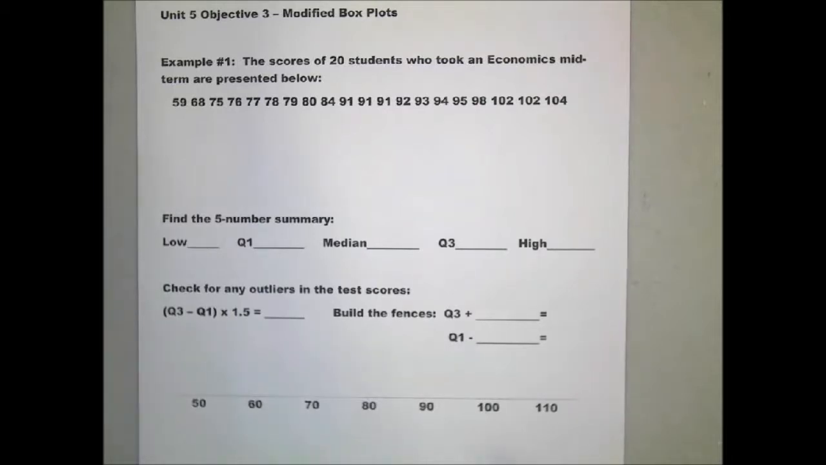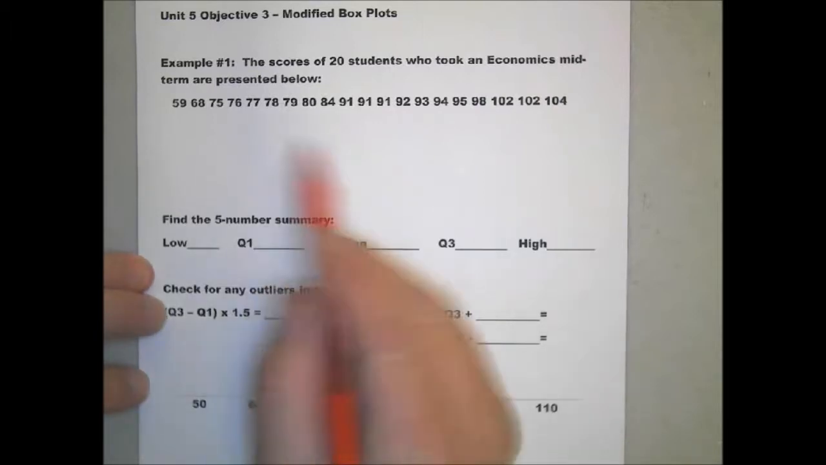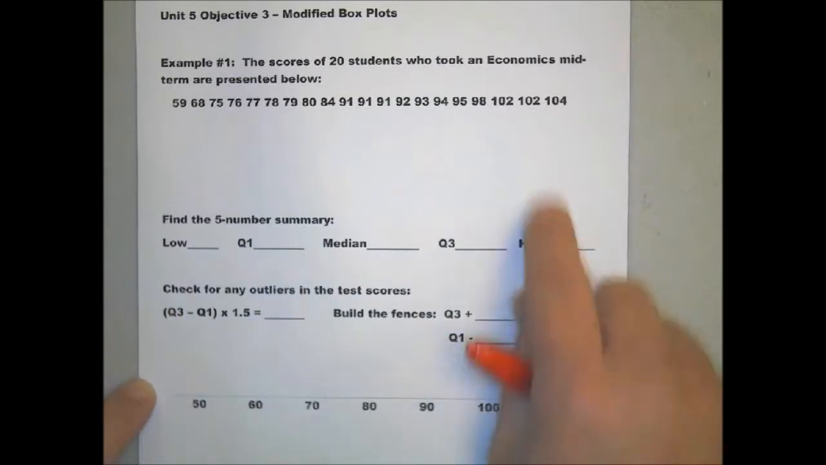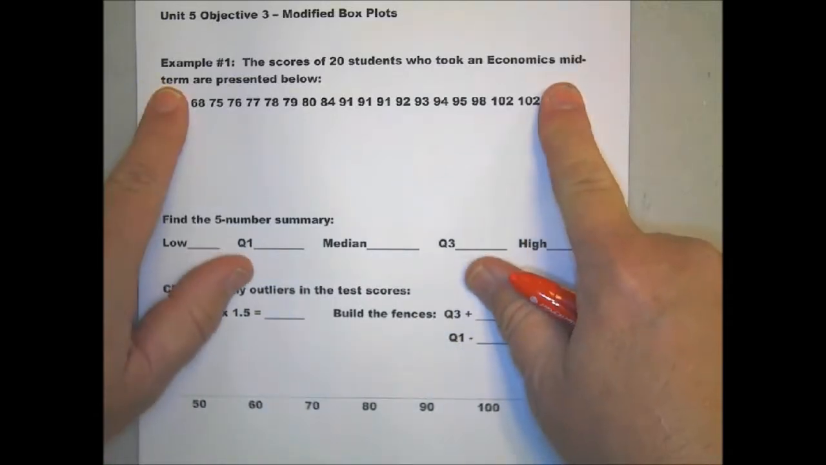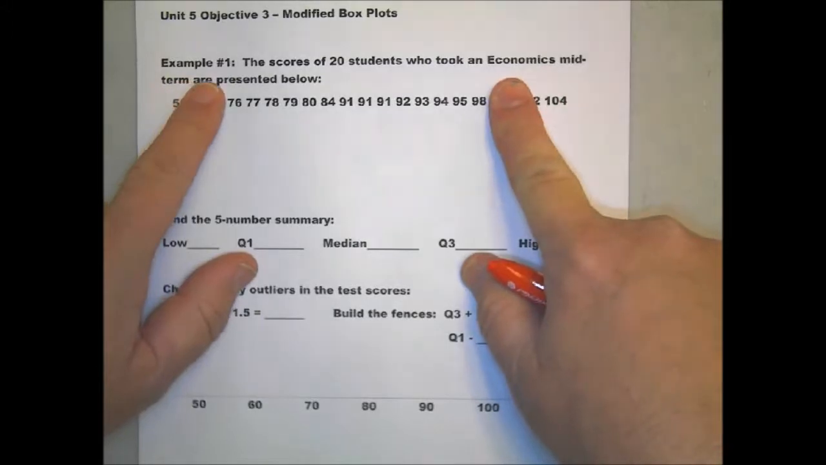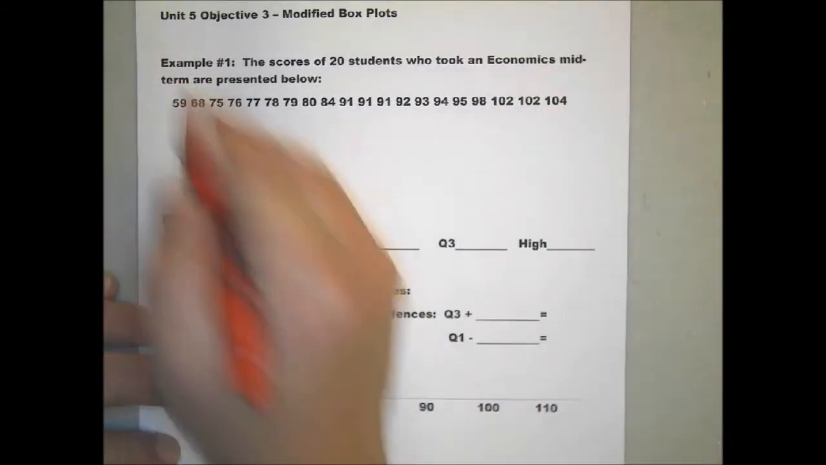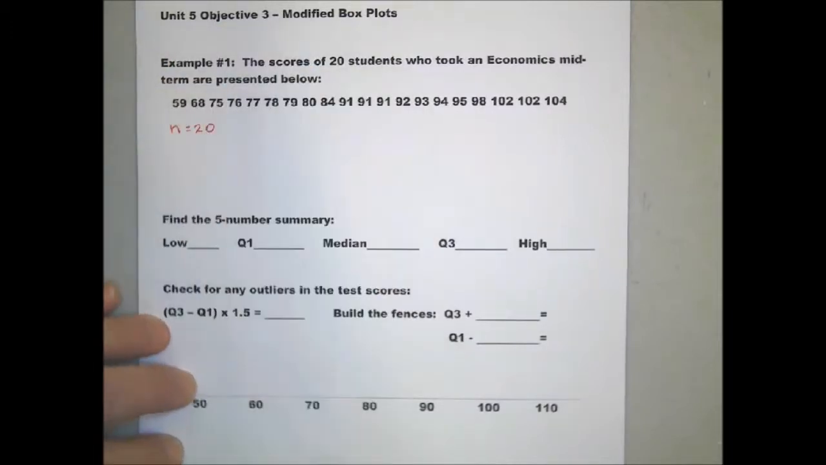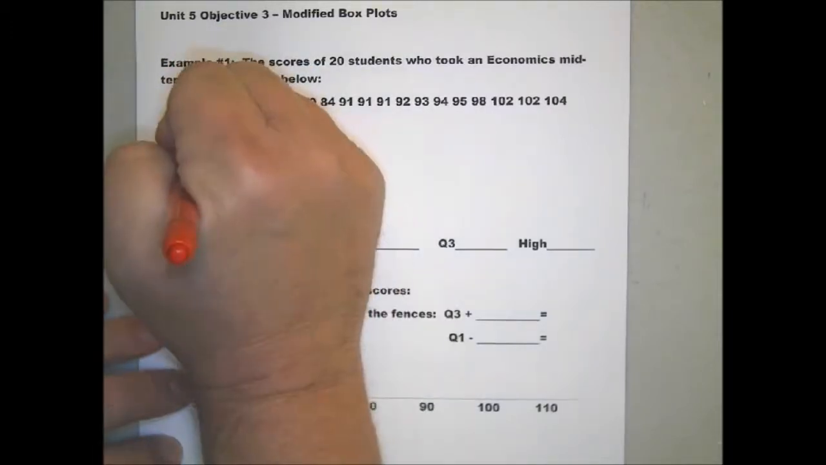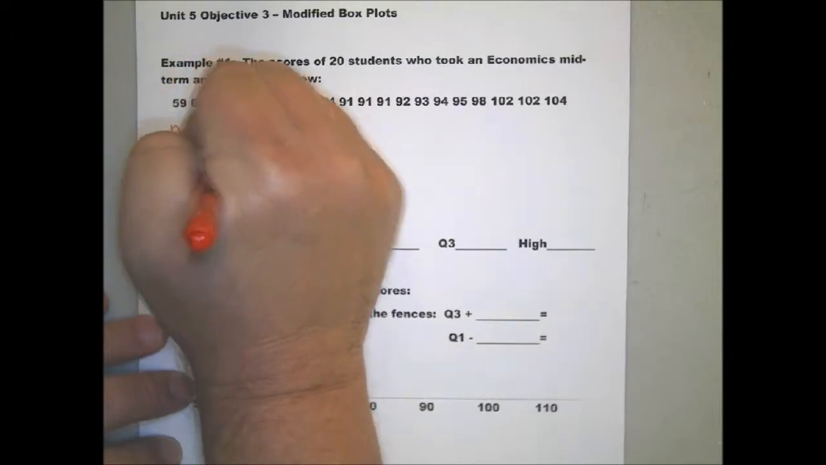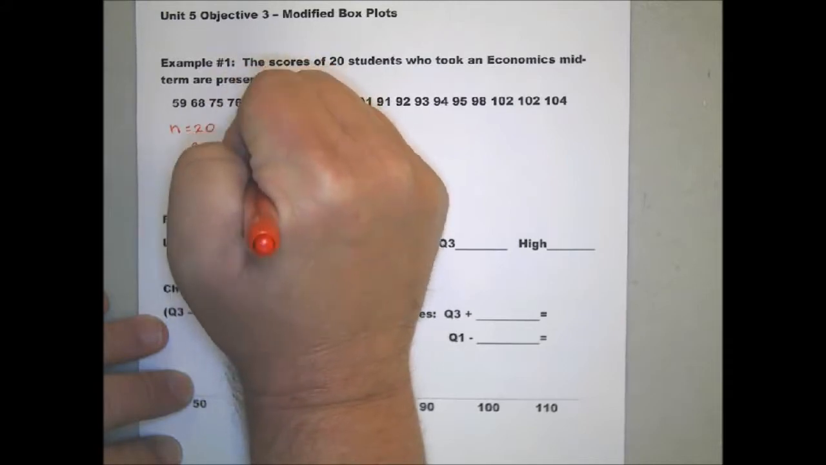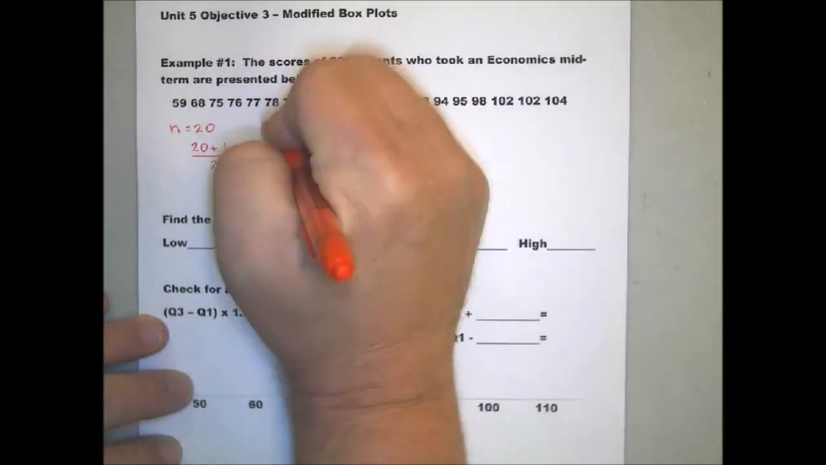Now, the first thing we do on this data is we find the median. The median is the middle piece of data. Now, there are a couple of ways of doing it. You can just start with your fingers at each end and work your way in. That works. Or you can follow a little formula. In this case, there were 20 pieces of data. So you can take the number of pieces of data plus 1 and then divide by 2. So 21 divided by 2 is 10.5.